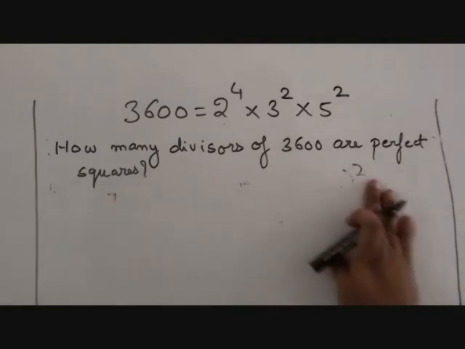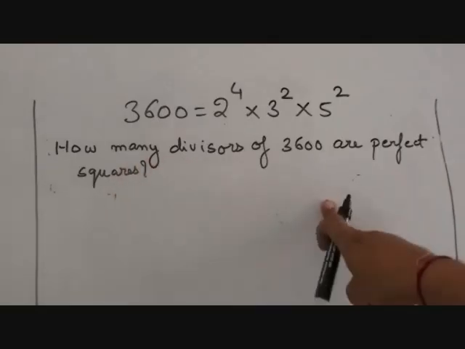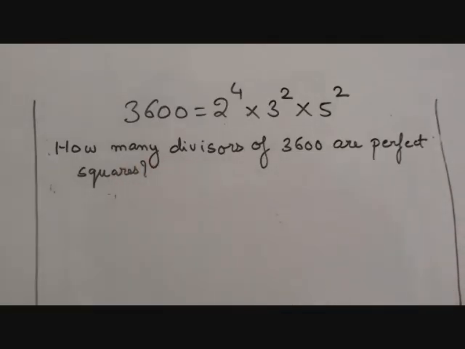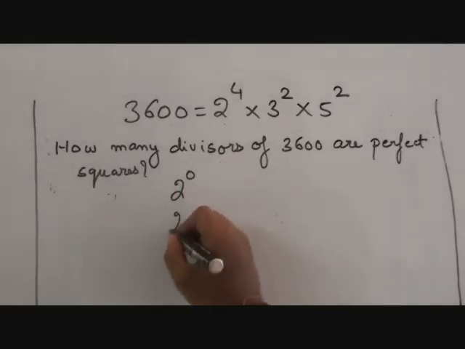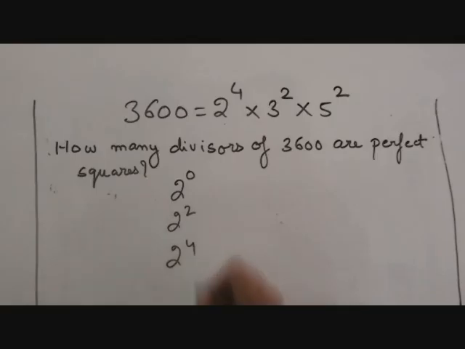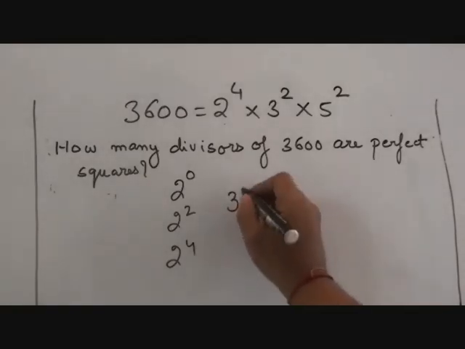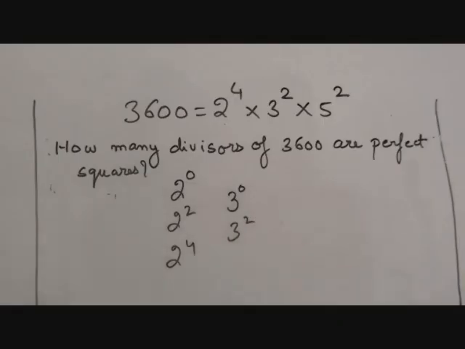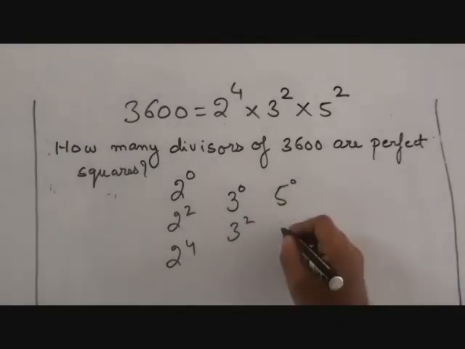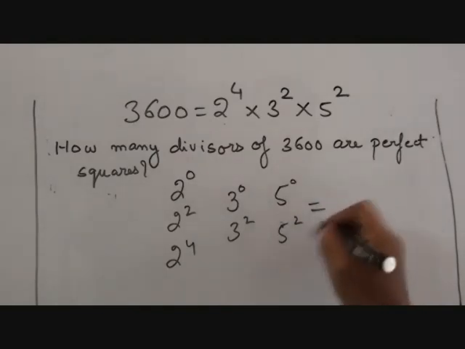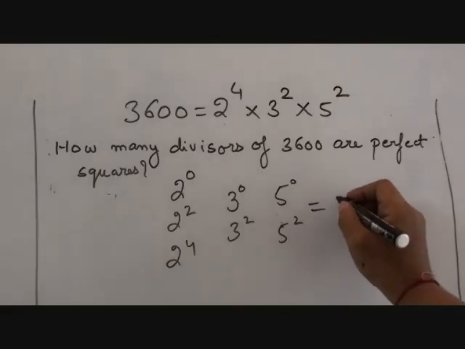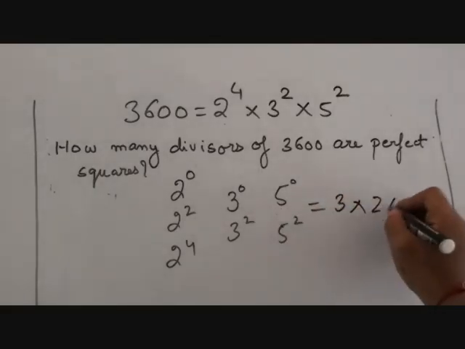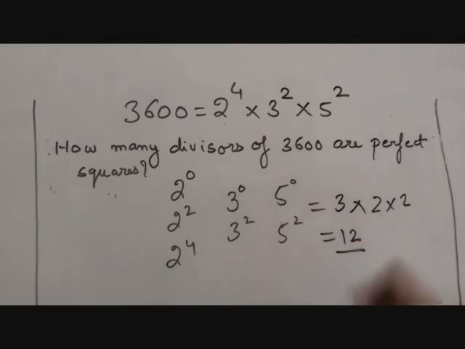Now, how do we solve this question? How many divisors of 3600 are perfect squares? Since all the powers of the prime factors that we take need to be even numbers, the powers of 2 that we can take are 2 raised to 0, 2 squared and 2 raised to 4. Similarly, powers of 3 that we can take are 3 raised to 0 and 3 squared. And powers of 5 that we can take are 5 raised to 0 and 5 squared. Therefore, the number of divisors that are perfect squares is 3 into 2 into 2, or 12 divisors in all.